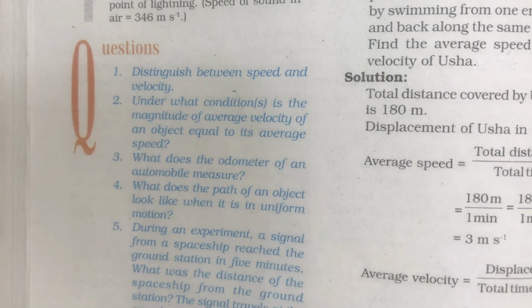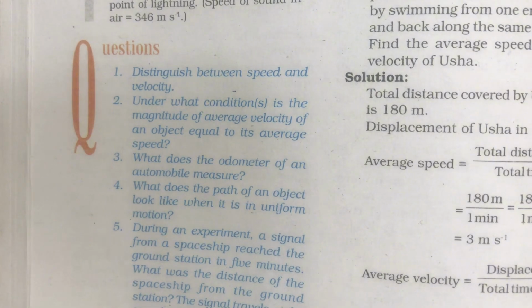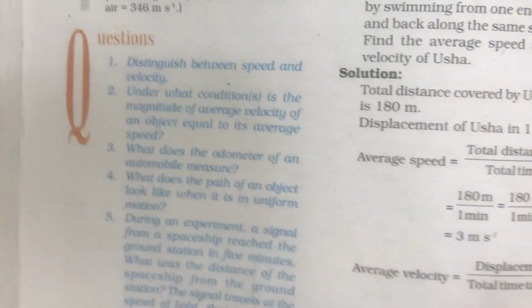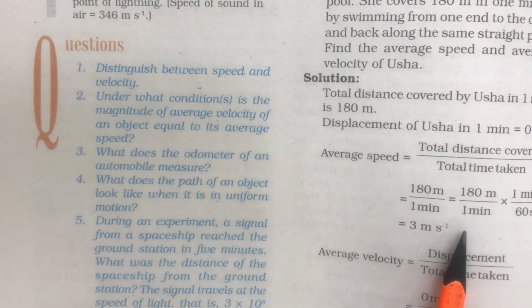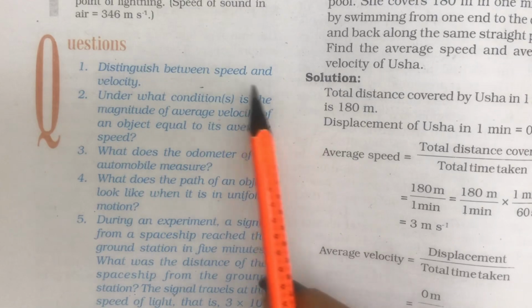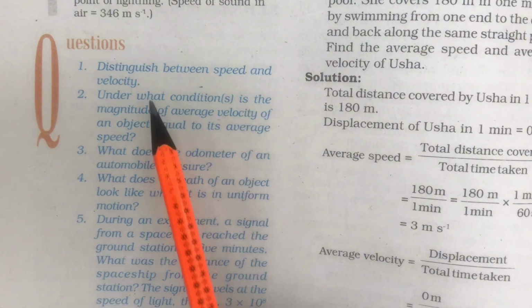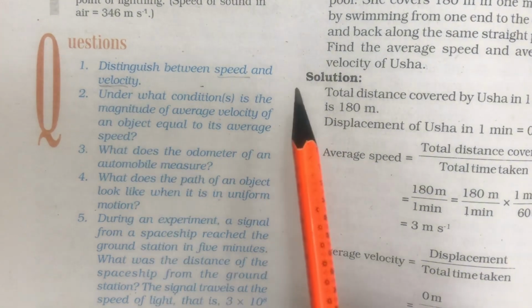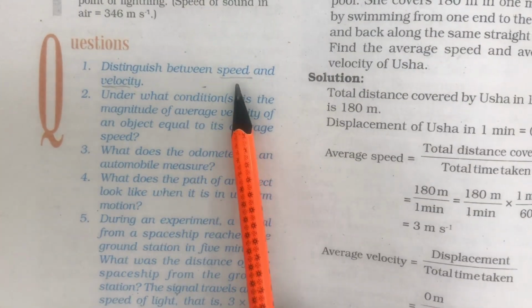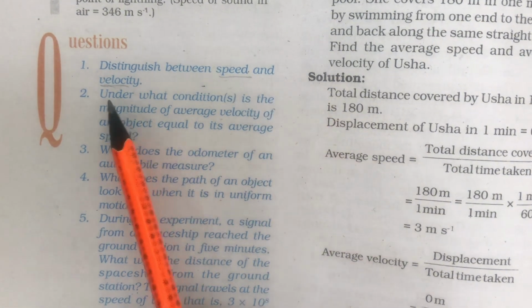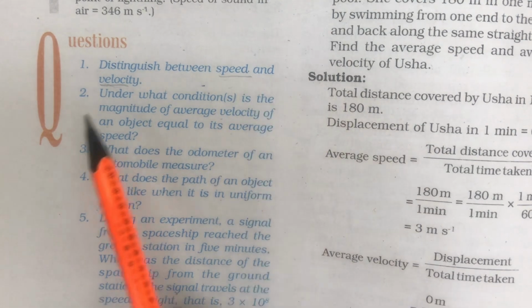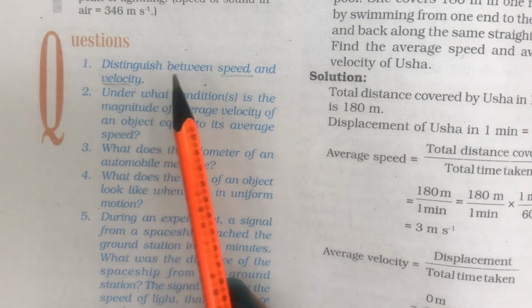Okay, so now we move on to the textbook exercise of chapter 8 Motion, class 9, that is page number 102. We start with question number 1. Distinguish between speed and velocity. You know what speed and velocity are. We can define speed and we can define velocity. Speed is a scalar quantity, velocity is a vector quantity. Now what is speed? The distance traveled by an object in unit time. So what is velocity? The displacement.